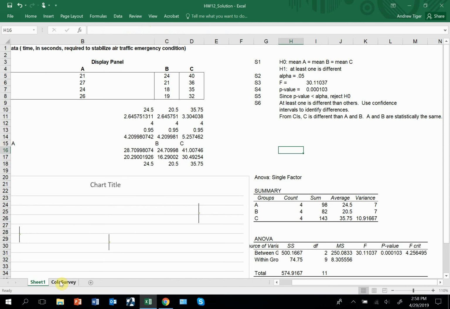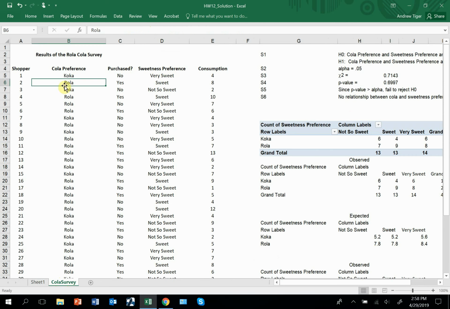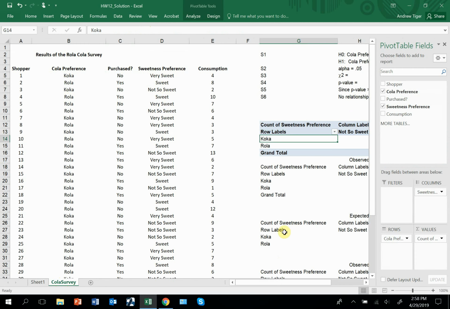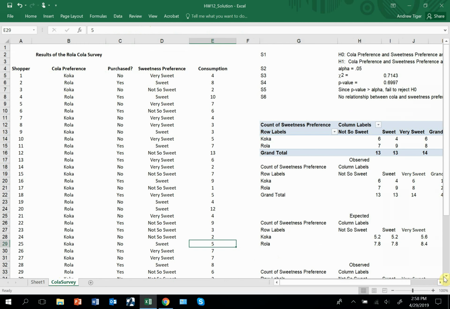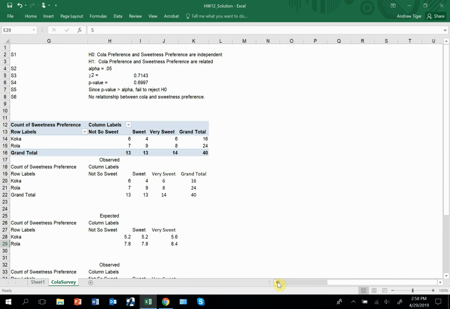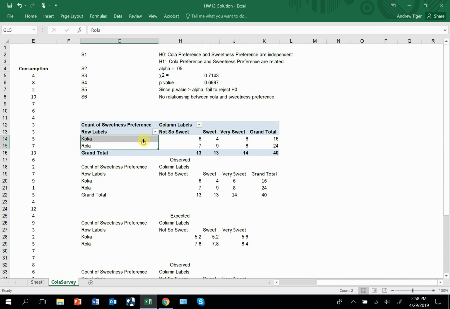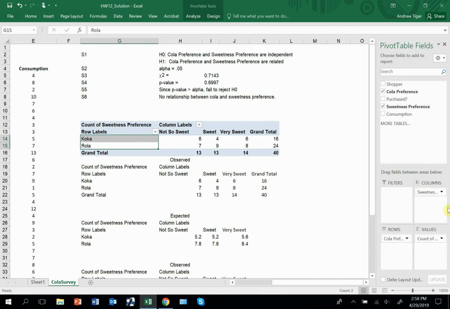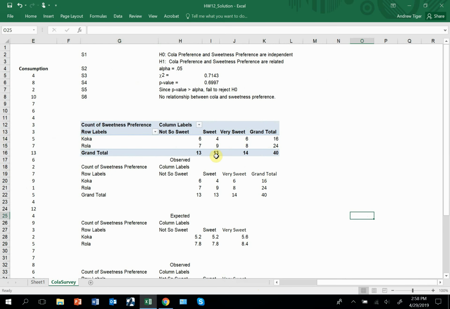Okay, second problem. We're given some survey data, and I want to know if cola preference is related to sweetness preference. The first thing I do is build a pivot table, and I come up with these results. When I build a pivot table, I drop cola into one field, sweetness in the other one. I do a count, and this is what I saw.